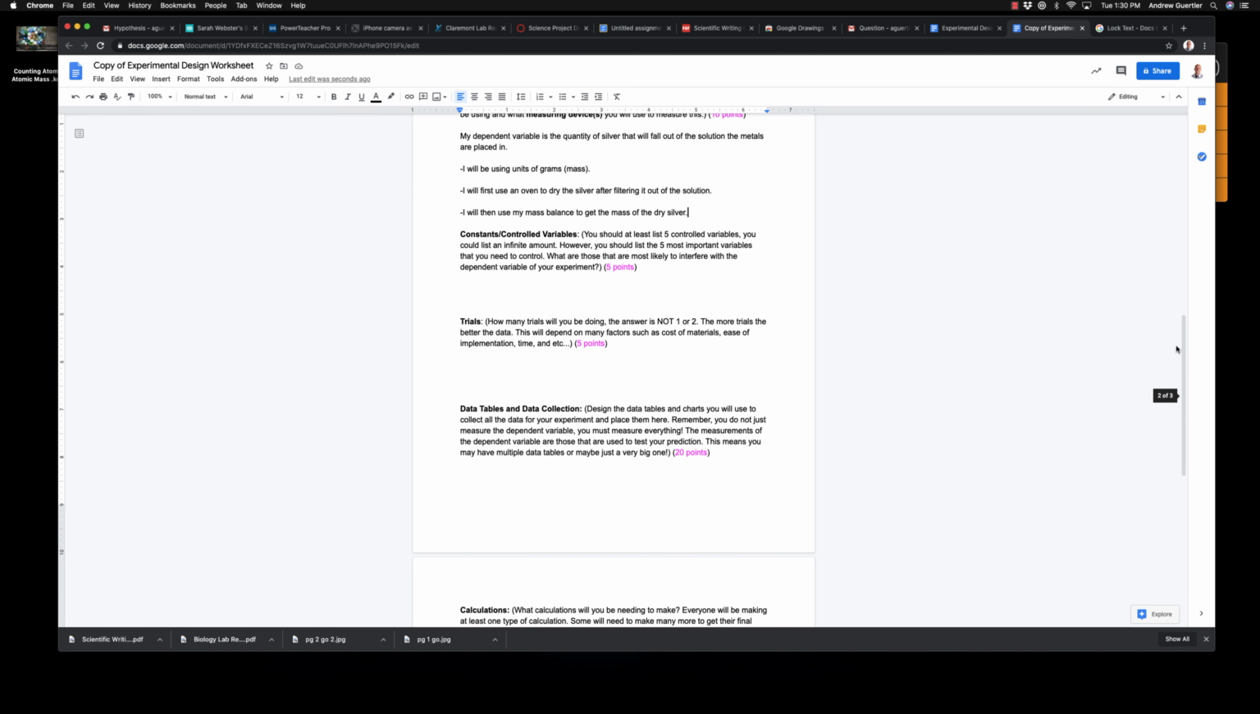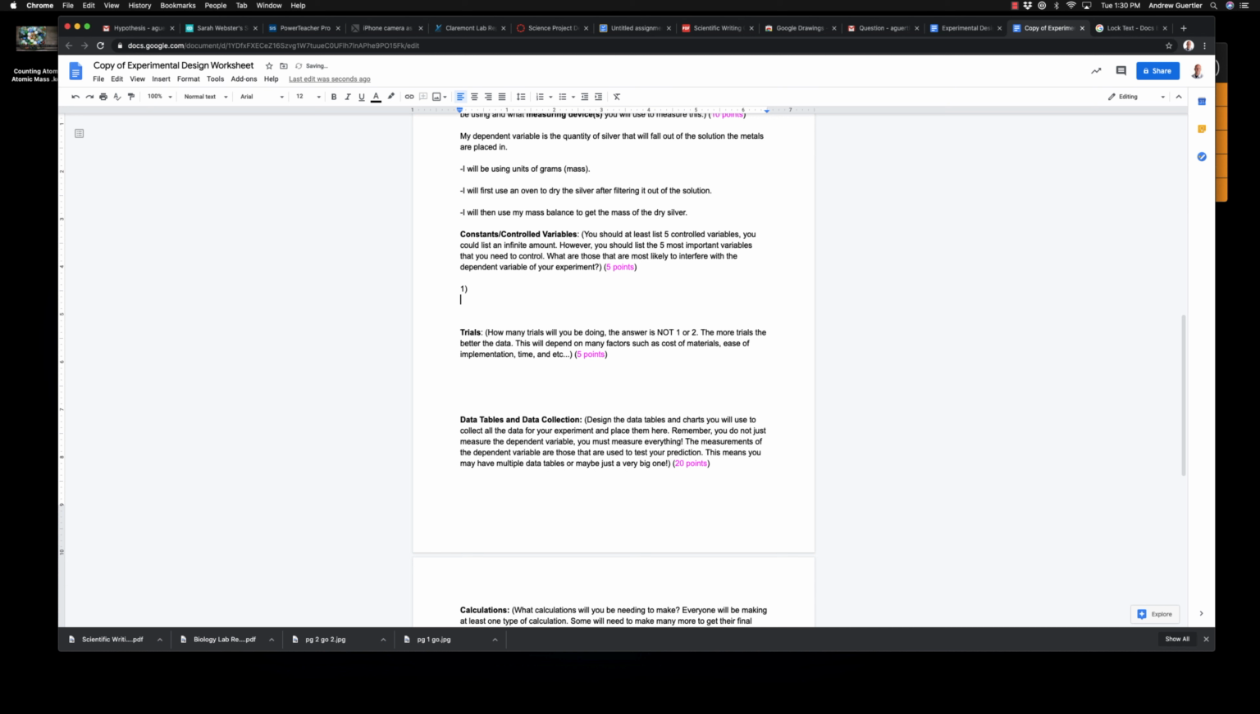Now the constants. What do I have to control? Now, we want to control everything. We want only one independent variable. We want only one thing to be changed in our entire experiment, so we know that that's the only thing that affects our results. So, I'm going to make it so that you only have to pick 5 things.